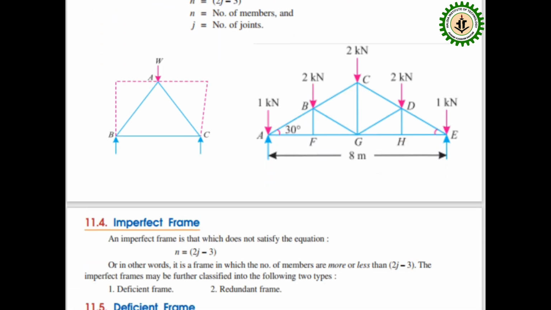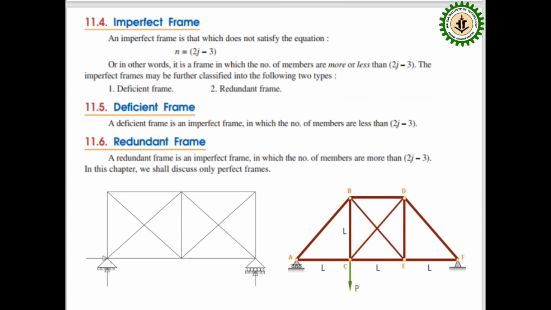So next we will go through the imperfect frame. As we discussed earlier, in an imperfect frame, n cannot be equal to 2j minus 3. So this equation cannot hold for an imperfect frame. In an imperfect frame, two types of frames are considered. One is deficient frame and another is redundant frame.